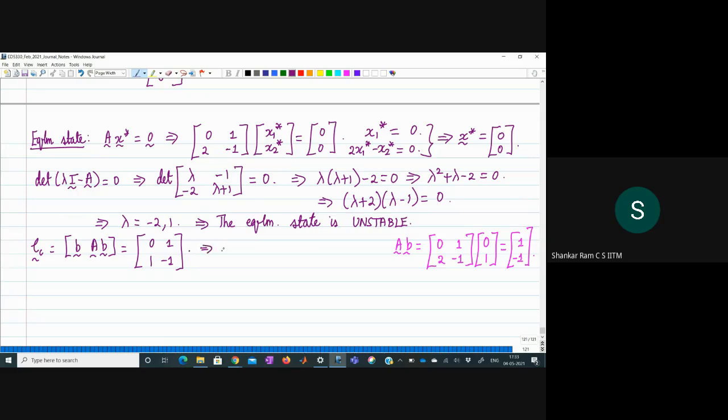Immediately we can observe that its rank is 2. Once again, both columns are linearly independent, both rows are also linearly independent, and the determinant is not zero. So this implies that the system is completely controllable.